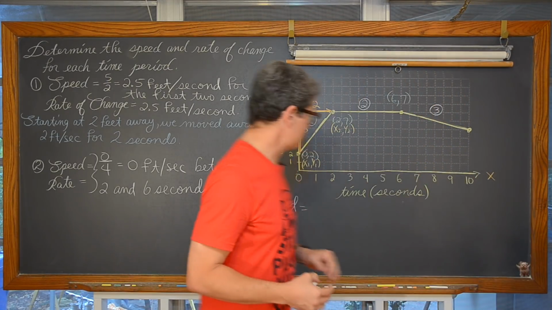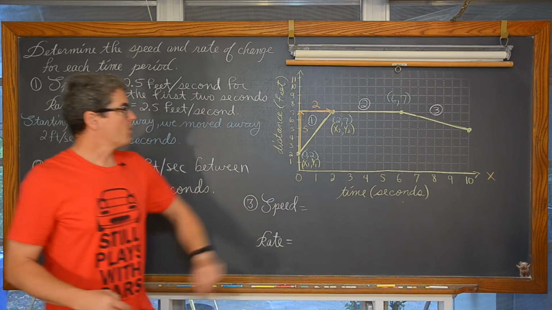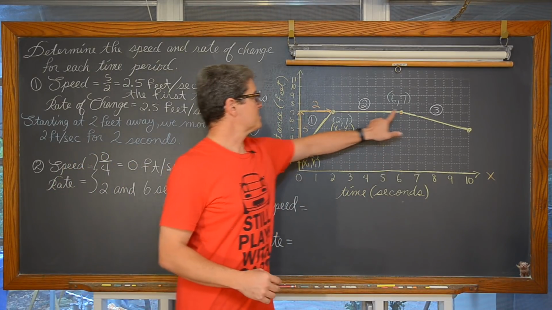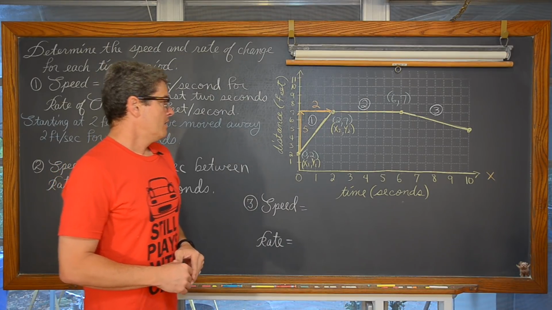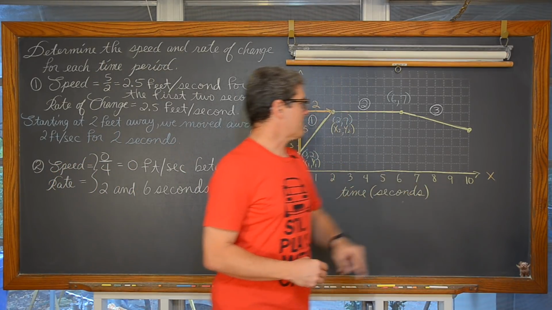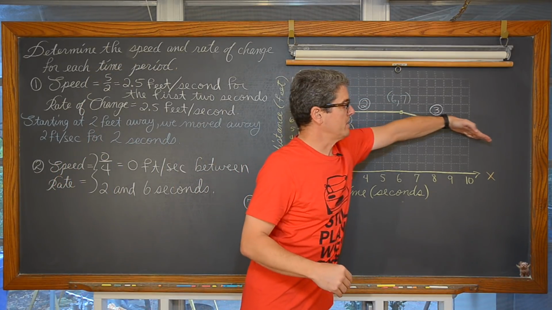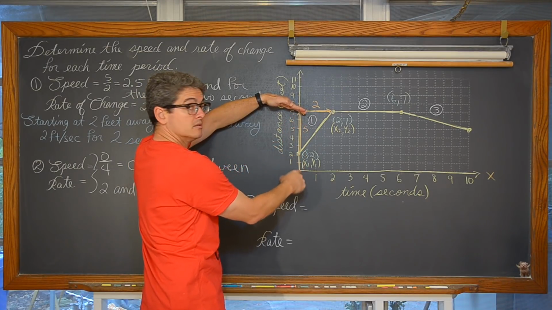Now, for our last part of this example, we're going to talk about the speed of the object and the rate for time period 3. Well, at 6 seconds, we're 7 feet away from an object. Now, way over here at 10 seconds, we have moved some. We've gone closer. Our line is going down. Our distance away from some object is decreasing.